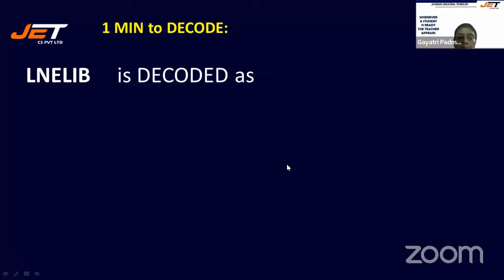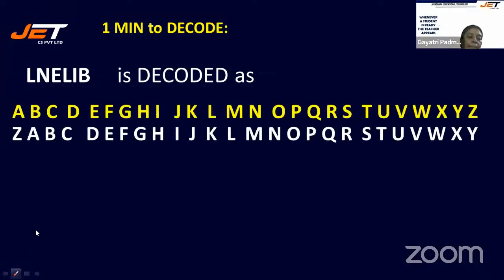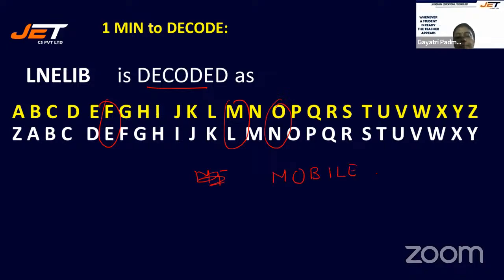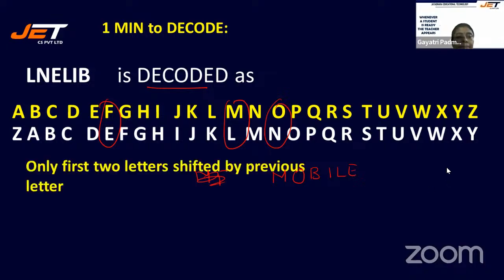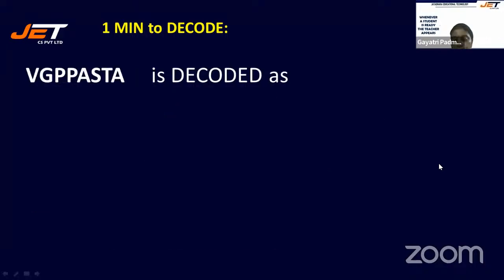Let us try to decode LNELIB. Here L is M. We are decoding it, so you have to see the second. L is M, E is F. L is M. Next you have N, isn't it? N is O. So it is MO. Next, reverse order, BILE. So mobile.